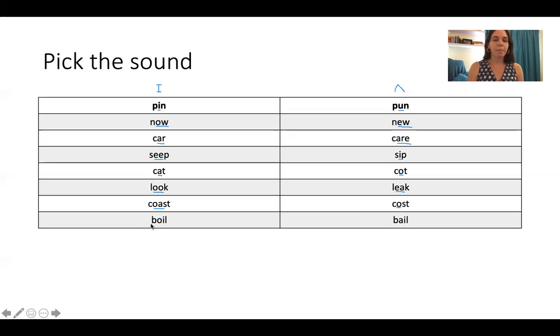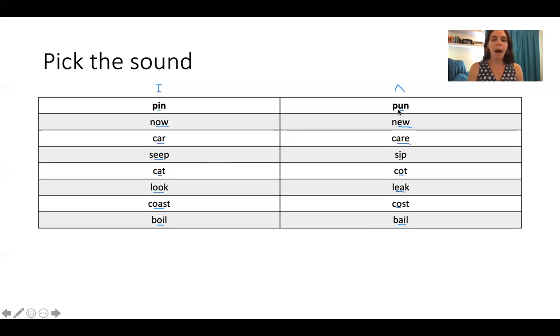Boil. B-oi-l. Boil. You say it. Good. And bail. B-a-l. Bail. You try. Boil and bail. Let's go from the beginning more quickly.